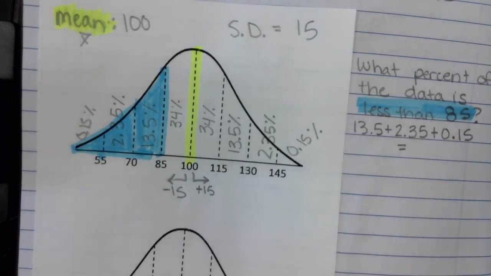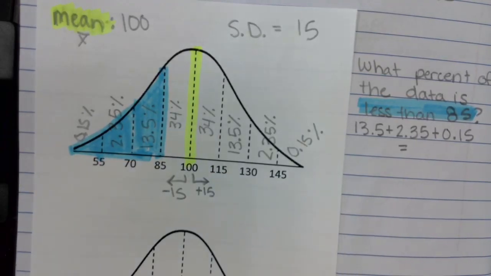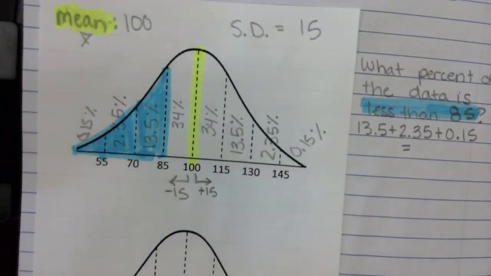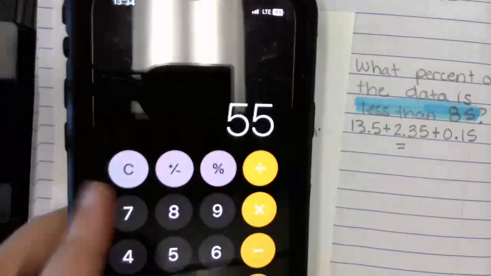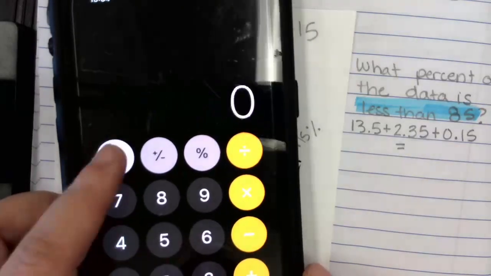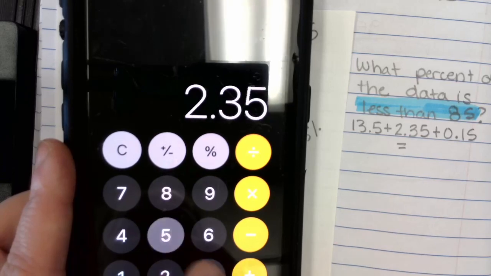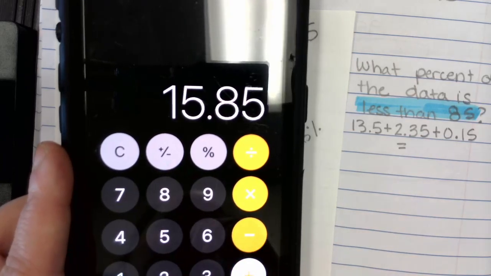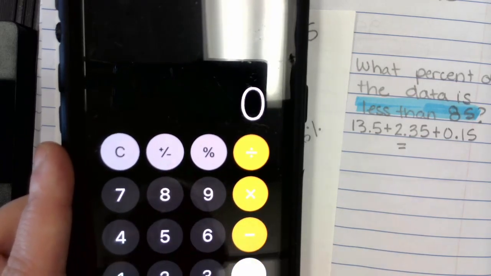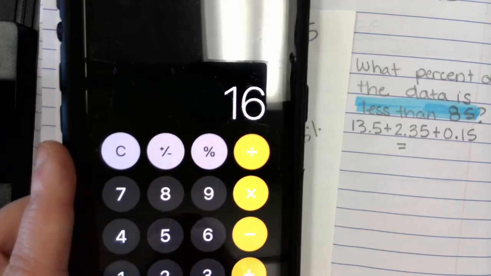Alright, so we're going to add those together using our handy dandy calculator. 16, I think. 13.5 plus. Okay, 1 second. And yep, we get 16.